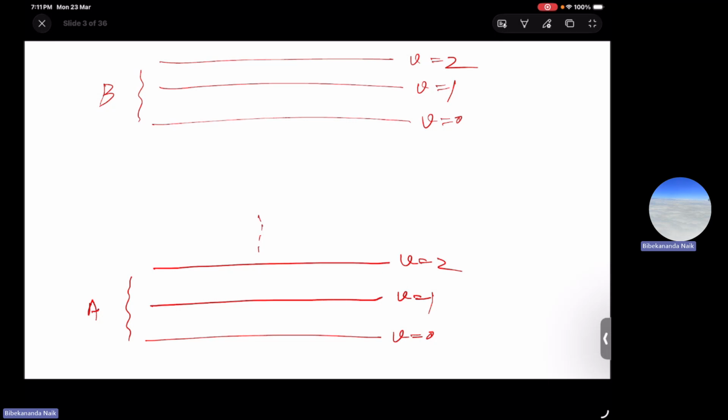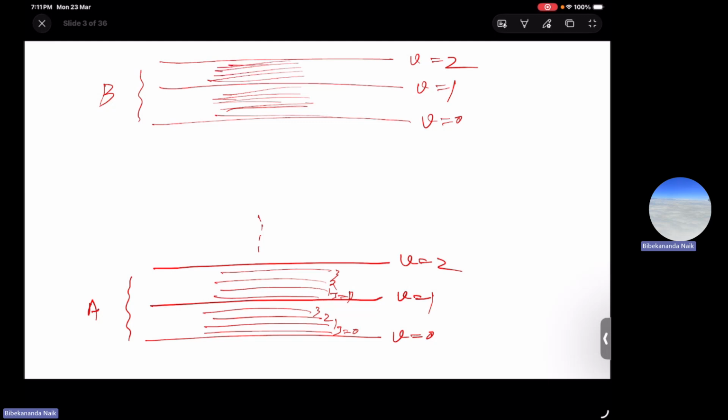And corresponding to each vibrational label, there will be rotational labels. Like corresponding to V equals 1, there will be a number of labels, which will be named J equal to 0, 1, 2, 3. So these are rotational labels. Again, for V equal to 1, there will be J equals 0, 1, 2, 3 like that. Similarly, in case of B also, there will be rotational labels.